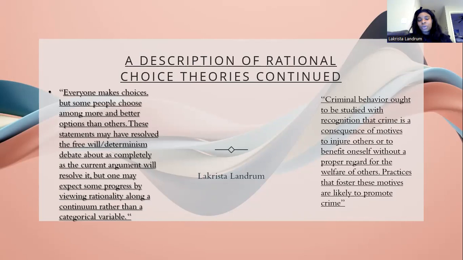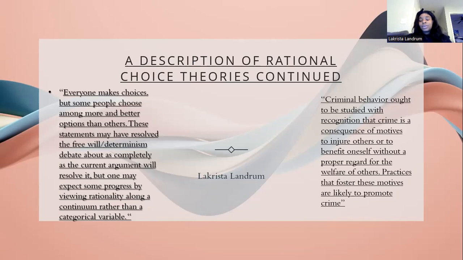Bystanders view it from a certain way, and bystanders view it as you're making a rational decision to make this bad choice, knowing what could happen with it, knowing that you can face a consequence, and knowing that you can injure others. So people see you as heartless for doing these acts. I'll go ahead and summarize it there. That's a good description of rational choice theories.